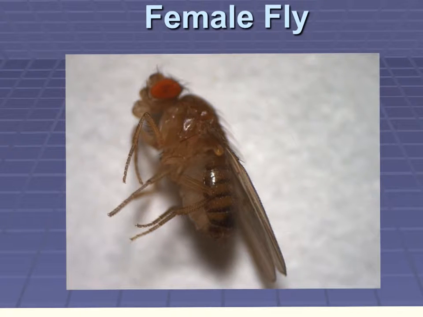Now, here we have a female fly. This is a wild type. We can see the red eyes. We can see the wings clearly. But we're going to look right here on these front legs. Now, I tell my students to think of the sex combs as like elbow pads. And so when we look in this elbow area, we do not see any sex combs. So that would be indicative of a female fly.